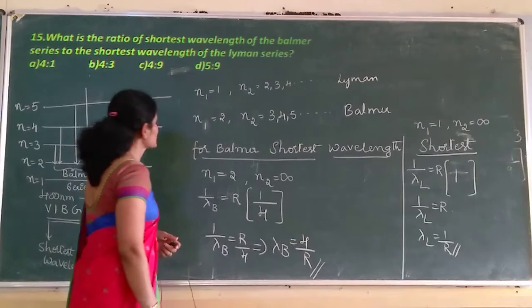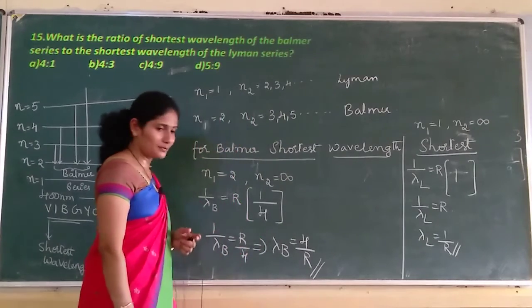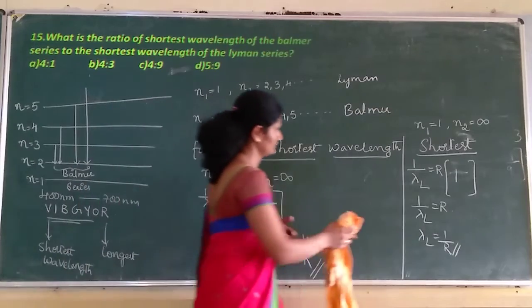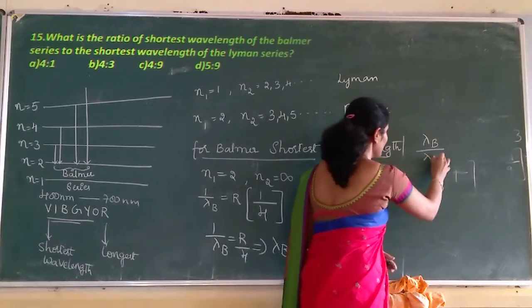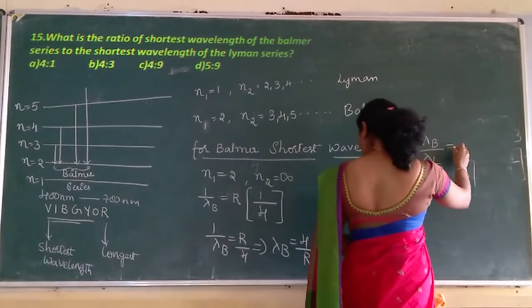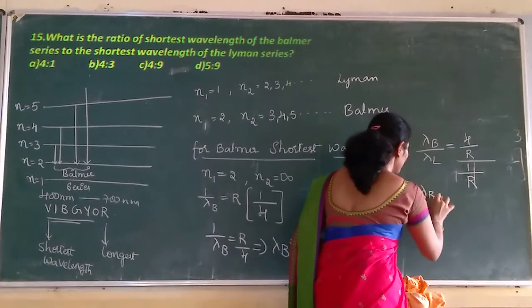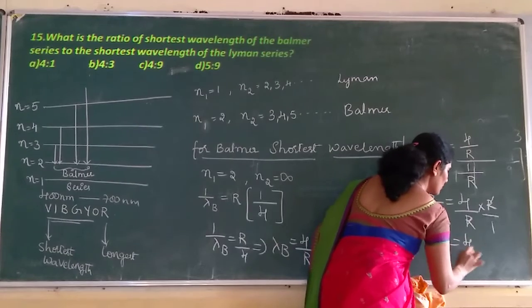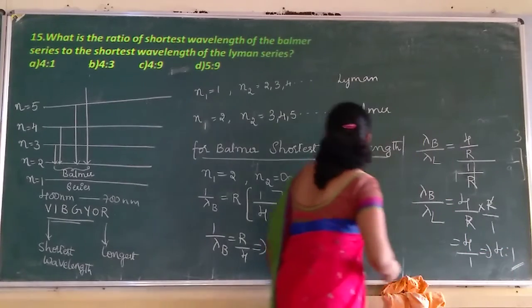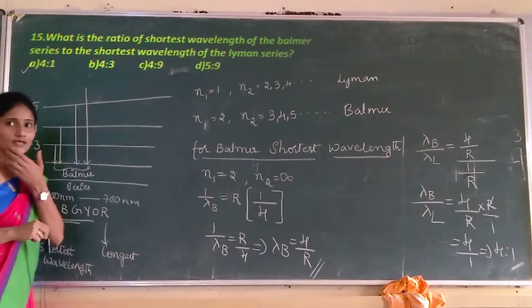Let us take the ratio of shortest wavelength of Balmer series to the shortest wavelength of Lyman series. Lambda b divided by lambda L is equal to 4 by R divided by 1 by R, so lambda b divided by lambda L is equal to 4 by R into R, which is 4 by 1. So 4 is to 1. Therefore, the correct option is option A, 4 is to 1. The ratio of shortest wavelength of Balmer series to the shortest wavelength of Lyman series lies in the ratio 4 is to 1.